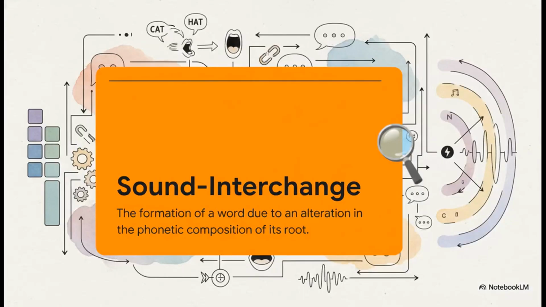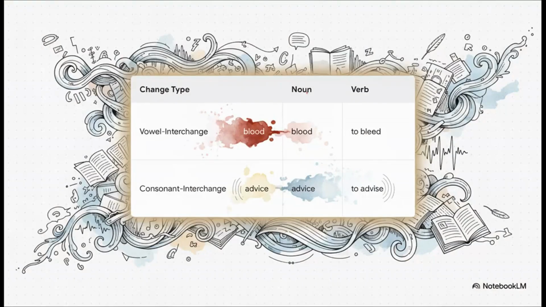Okay, this next one is really interesting because we're not adding or removing any pieces. Instead, we just swap a sound right in the middle of a word, and boom, a whole new word appears. This is called sound-interchange. And this table breaks it down perfectly. Sometimes it's a vowel that changes, like from the noun blood to the verb to bleed. Other times, it's a consonant, like how the noun advice becomes the verb to advise. It's a subtle shift, but it makes a huge difference in meaning.